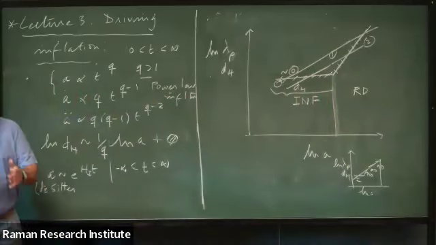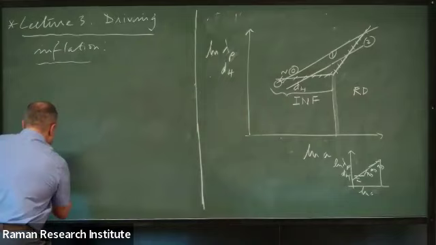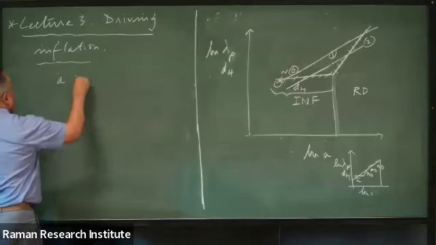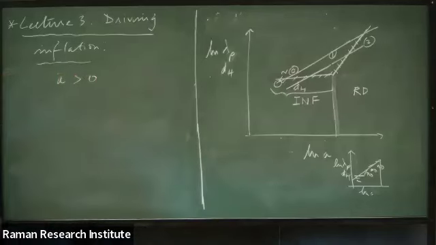So what do we need? We need to drive inflation. What do we want? We want a double dot greater than 0. I'm going to erase this picture now for want of space, and write it again. Let me grab another chalk.